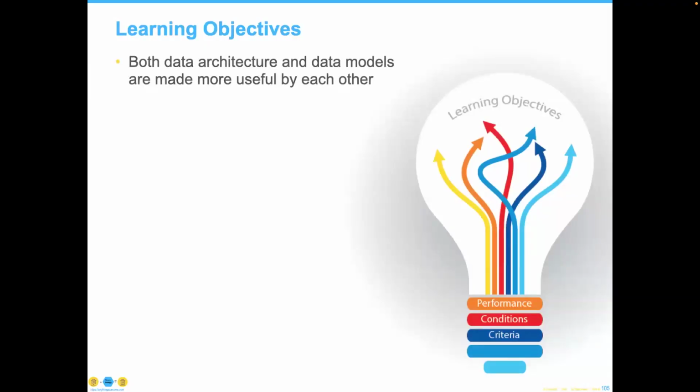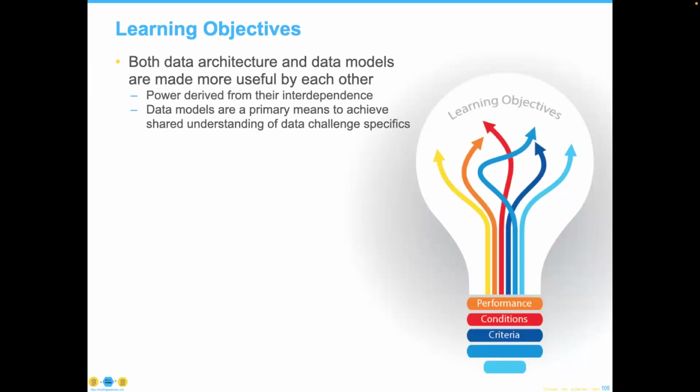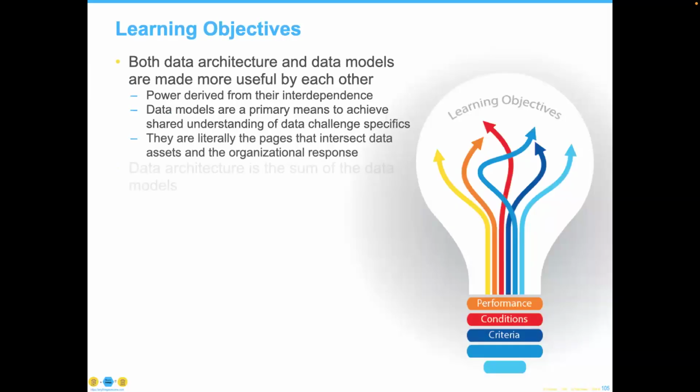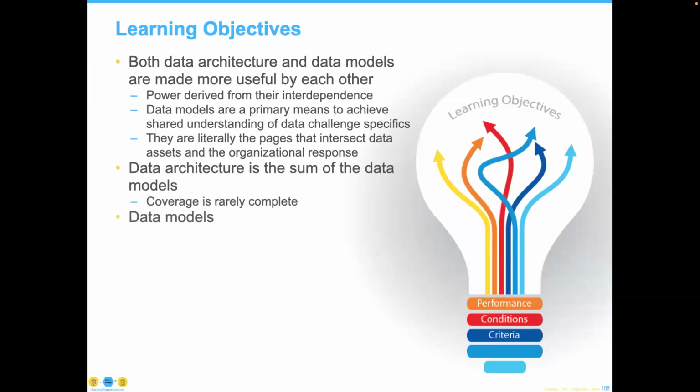Both data architecture and data models are made more useful by each other. The power is derived from their interdependence, and the models are the primary means of achieving specific shared understanding of data challenges. They are literally the pages that intersect the asset and the organizational response. Data architecture is the sum of data models. Coverage is rarely complete. Data models are documentation and the currency for data coordination.